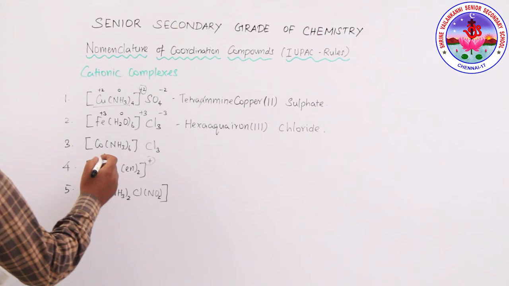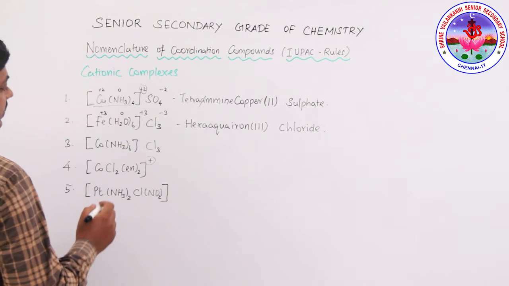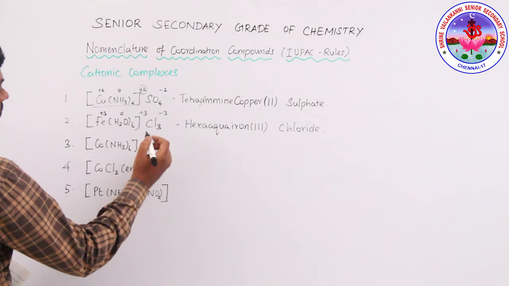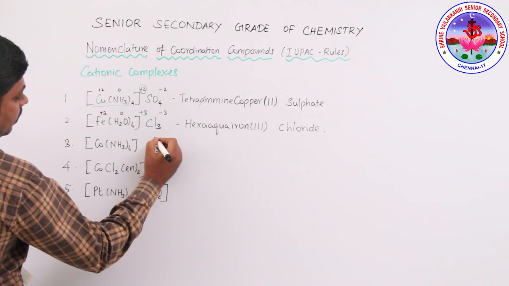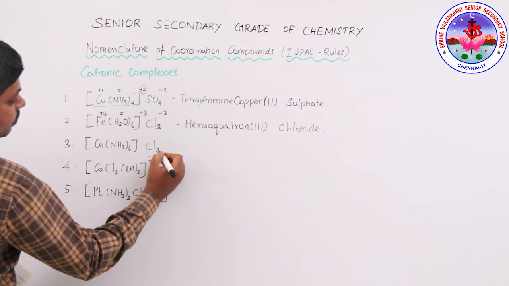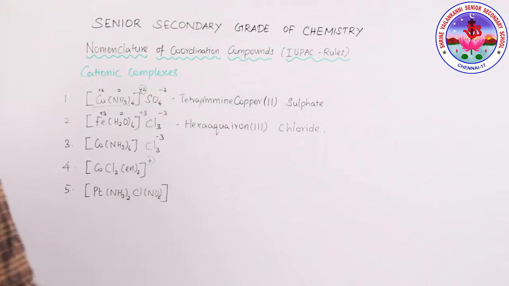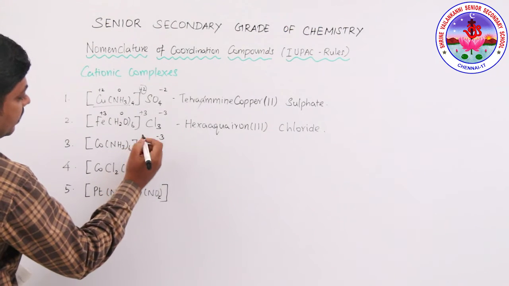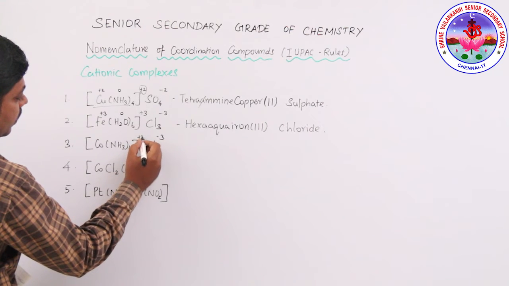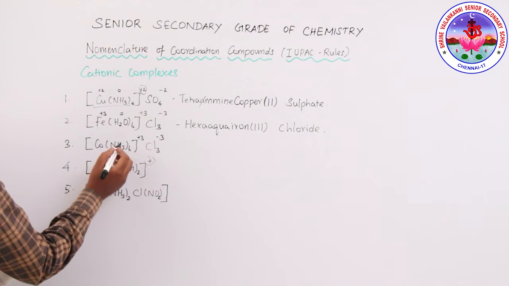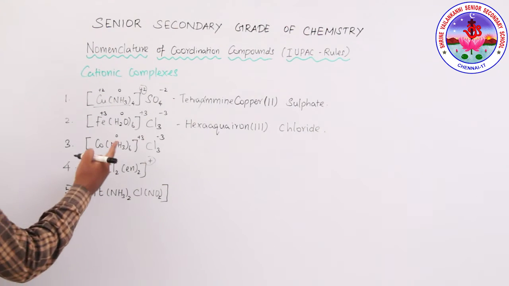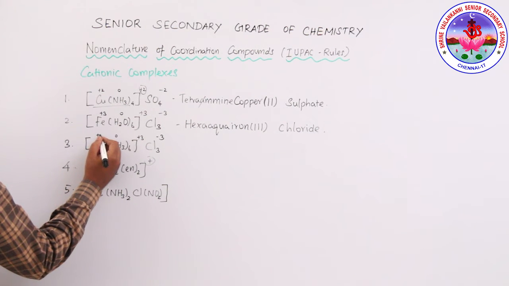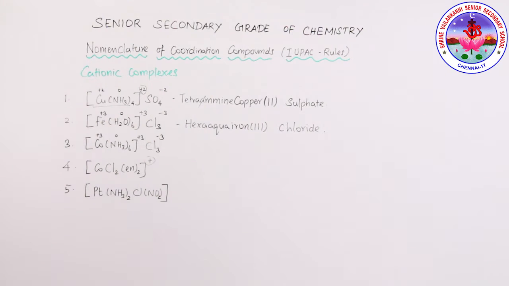Look at this. The ligand is named first. Before that, you have to find the oxidation number of the central metal atom. This is also -1 into 3, so it will become -3. Then the charge of the complex should be +3. NH3 is neutral, so 0. Then the cobalt ion should be +3.